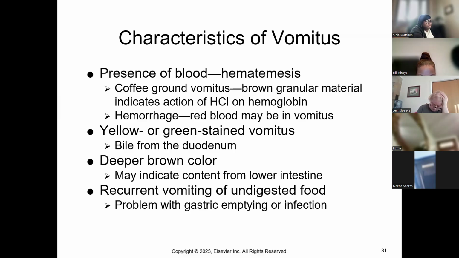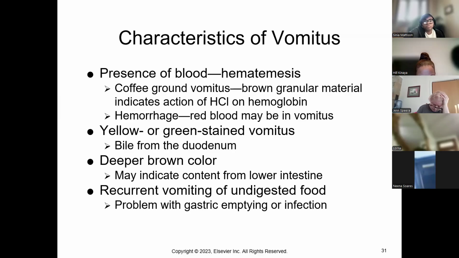Yellow or greenish stained vomit usually indicates some kind of bile from the duodenum. If it's a deep brown color, that can be from the lower intestines. We usually see that in a bowel obstruction. So if you ever had someone with fecal matter coming out of their mouth, or this brown stuff, or sometimes you can just see a little bit of the brown, but their mouth smells like fecal matter, you should consider having them worked up for bowel obstruction.